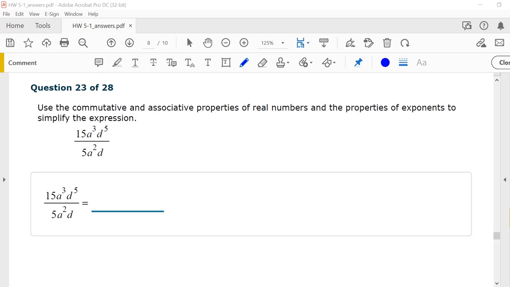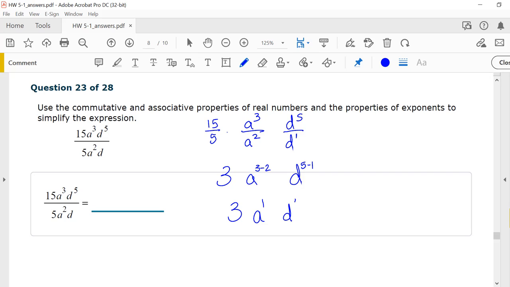Number 23. I can do 15 divided by 5, a cubed over a squared, d to the 5th over d, which is actually d to the 1. 15 divided by 5 is 3. A to the 3 over a to the 2 is a to the 3 minus 2. D to the 5 over d to the 1 is d to the 5 minus 1. So my answer is 3, a to the 1, d to the 4, which is written 3a d to the 4. Remember that we don't need to write the 1 as the exponent.